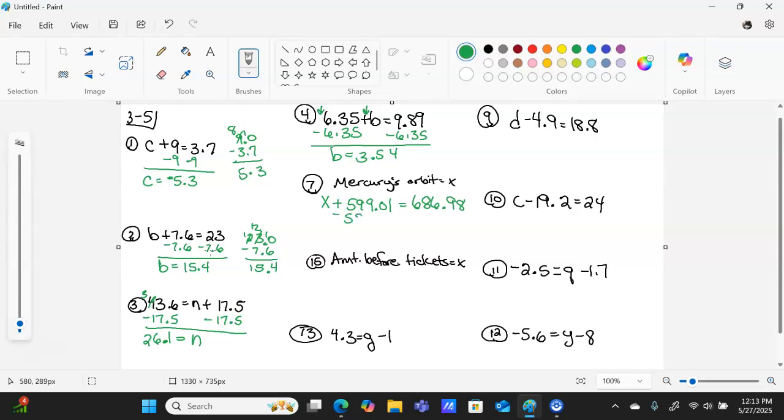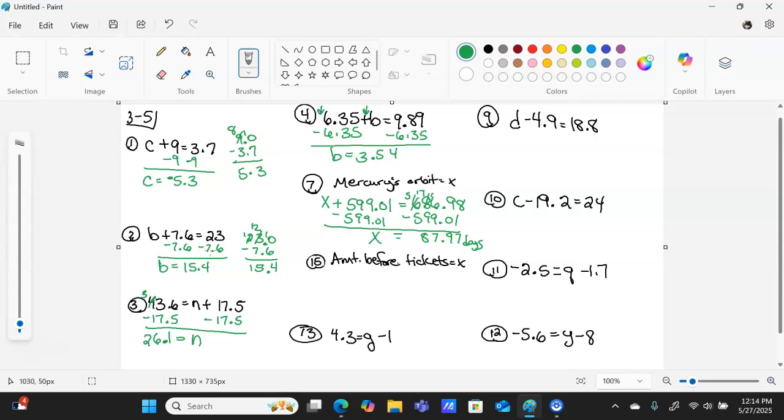I subtract 599.01 from both sides. And again, since this is bigger than the 599, I can subtract in place. And I get 87.97 days. And this is number 15, so I'm going to jump to number 9, where we now have a subtraction problem.